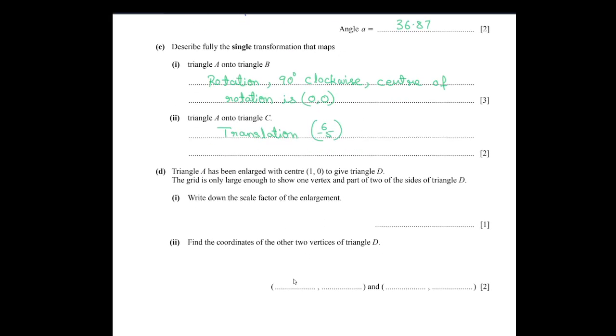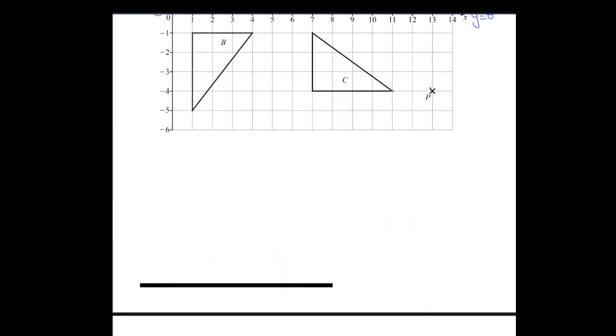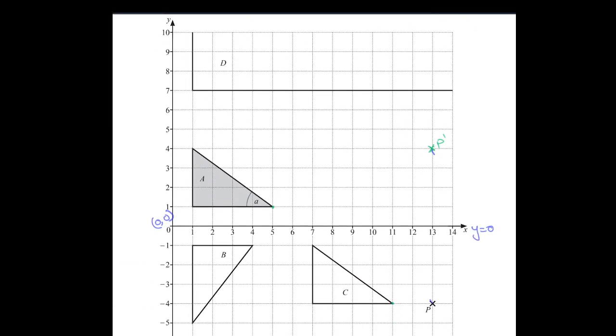Question number D. Triangle A has been enlarged with center 1, 0 to give triangle D. The grid is only large enough to show one vertex and part of two of the sides of triangle D. Write down the scale factor of the enlargement. Find the coordinates of the other two vertices of triangle D. So now we need to find the other two vertices and also the scale factor.